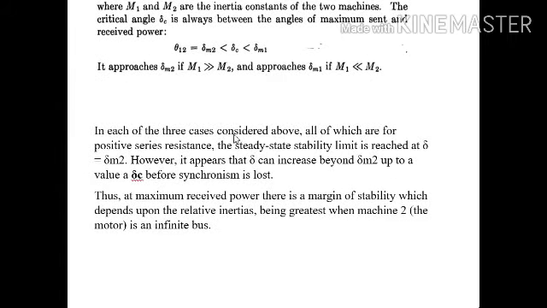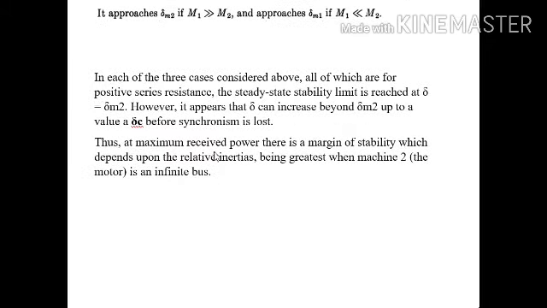In each of the three cases considered above, all of which are for positive series resistance, the steady state stability limit is reached at delta equal to delta M2. However, it appears that delta can increase beyond delta M2 up to a value of delta C before synchronism is lost. Thus, at maximum received power, there is a margin of stability which depends upon the relative inertias, being greatest when machine 2 is an infinite bus. Right? This is true.